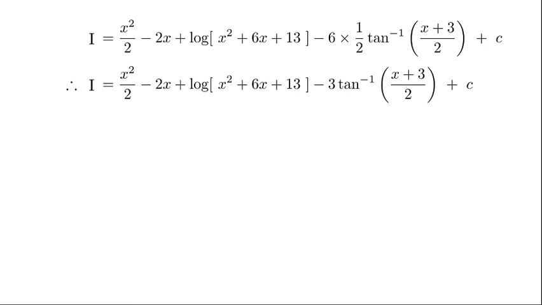So here it cancels, and that is the solution.